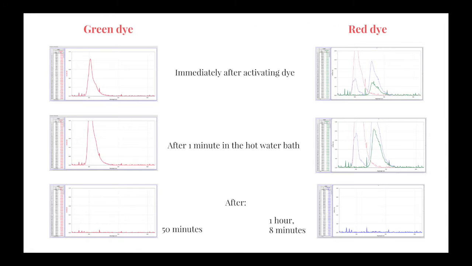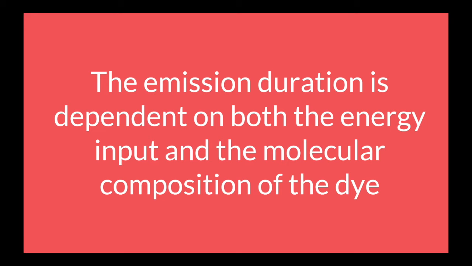But why? Because green emits photons at higher intensities, meaning that it uses energy at a greater rate, thus resulting in a shorter emission. The large amount of possible reactions due to the more energy levels it has decreases the amount of time it takes to use up its energy input. The rate at which photons are emitted is directly proportional to the rate at which energy is consumed by the substance. Therefore, we can say that emission duration is dependent on both the energy input and the molecular composition of the dye.